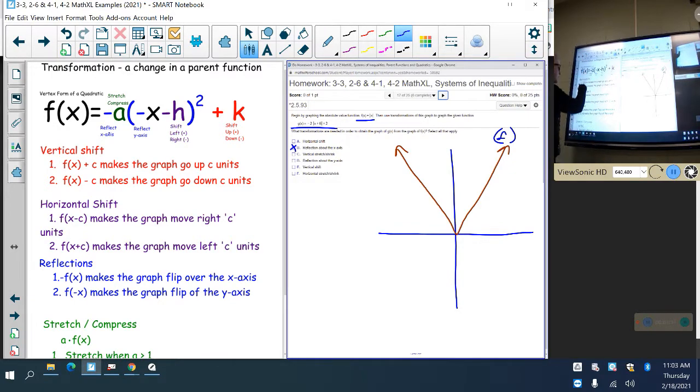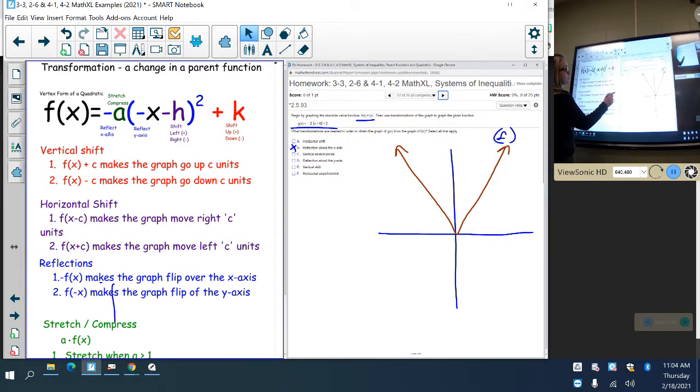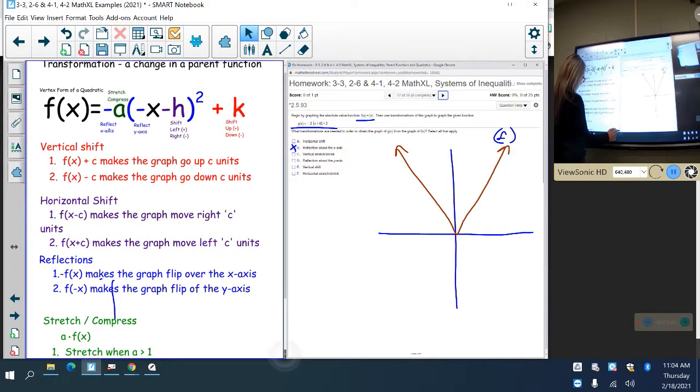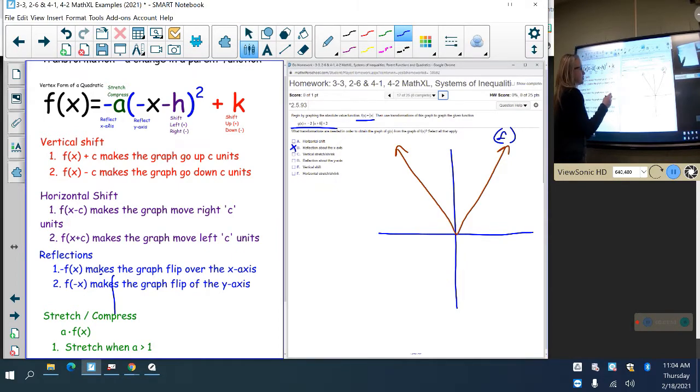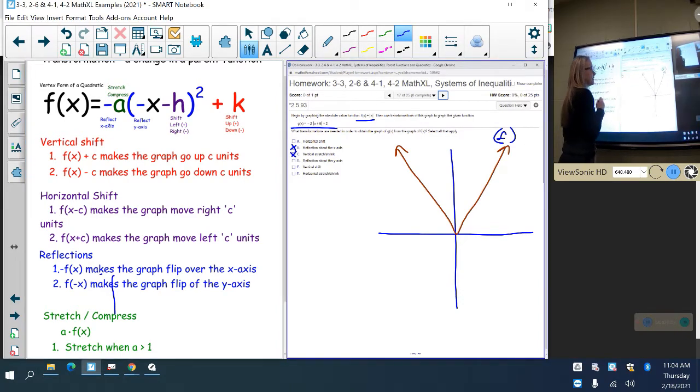If A is 2, what does that mean? Well, let's go find out. If A is 2, that means it's bigger than 1. Therefore, it is going to stretch. So I'm going to say vertical stretch or shrink because of the 2 in the front.